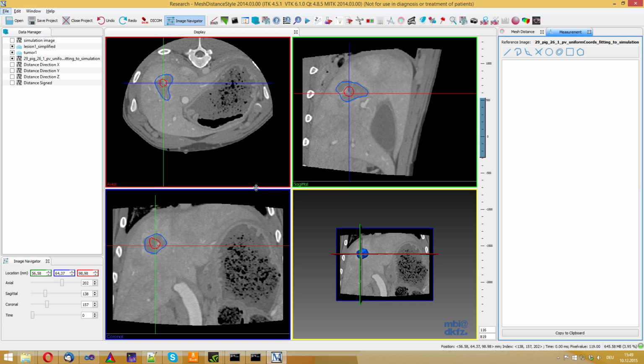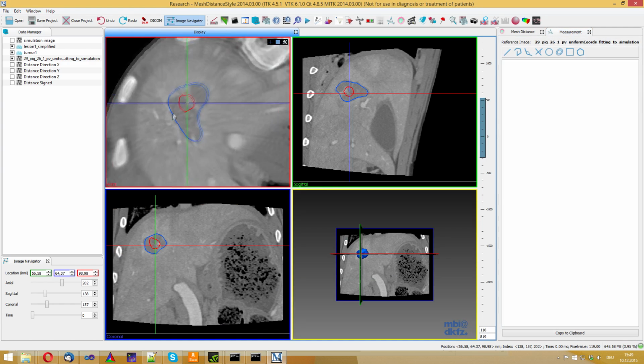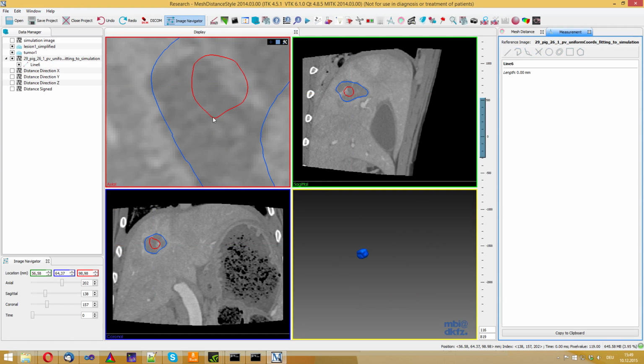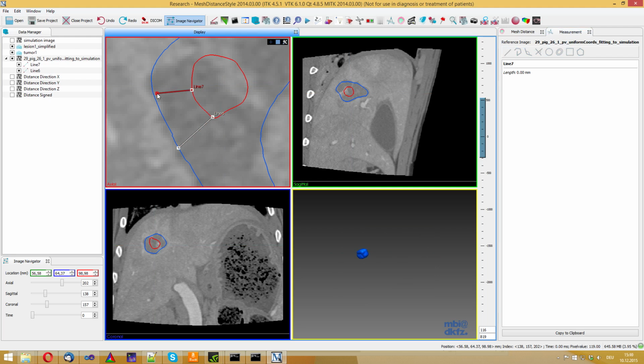Here, we show a typical evaluation situation from the clinical routine. The tumor, shown as red outline, was treated with a heat-inducing probe. This results in the blue outline, also called lesion, which bounds the area of destroyed tissue.